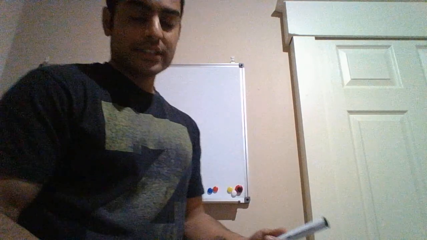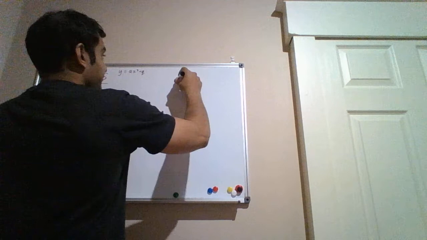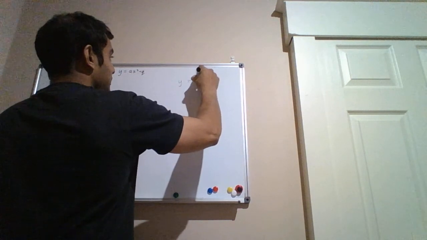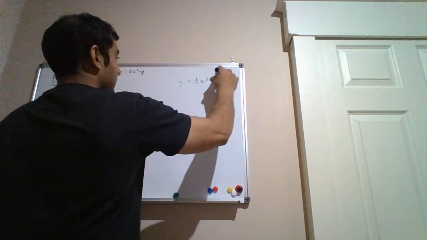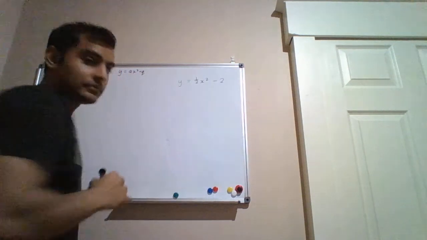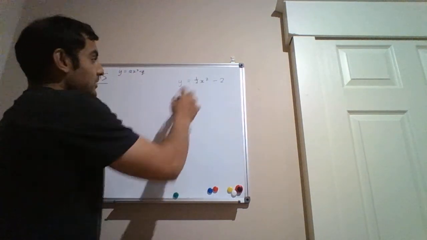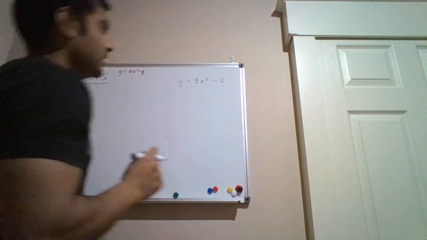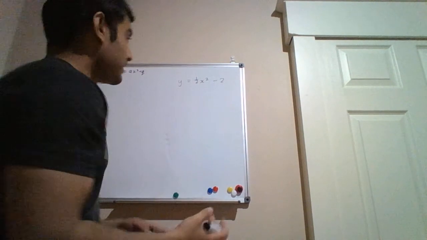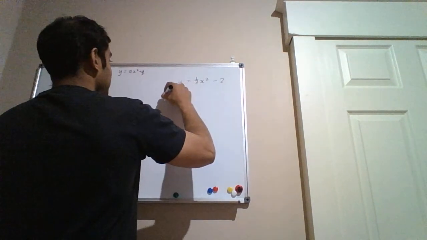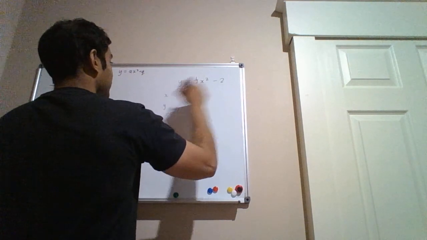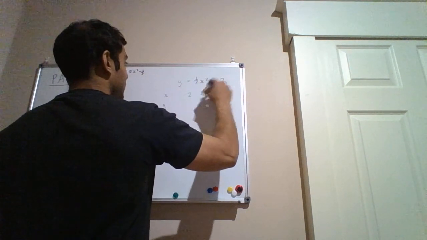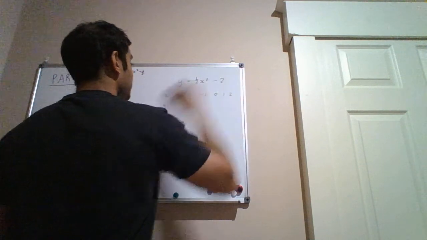So how do we deal with a graph in which both the parameters a and q have changed? Let's make up an example. Y equals a half x squared minus 2. So in this case, the parameter a is a half and the parameter q is minus 2. Let's get a few x values and plot this. Minus 2, minus 1, 0, 1, 2.